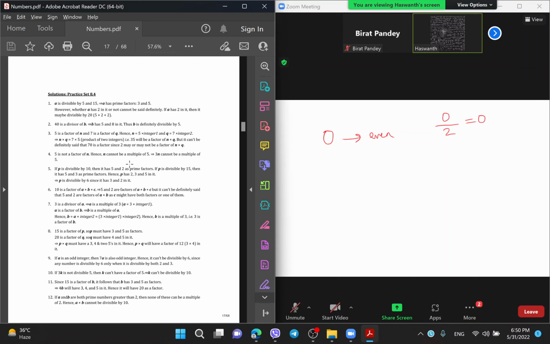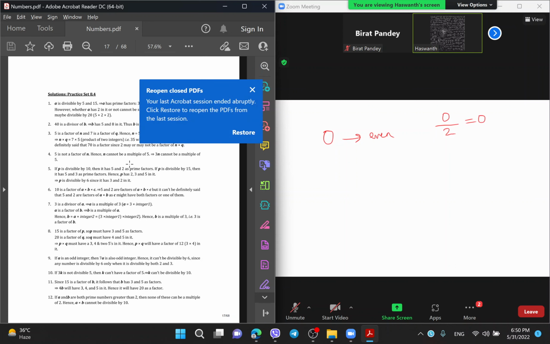If a divided by b gives us an integer, we say a is divisible by b. So 0 divided by 2 is giving us an integer. So 0 is divisible by 2. So it is an even number.